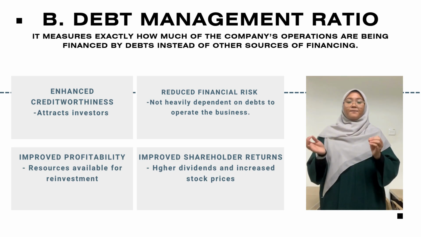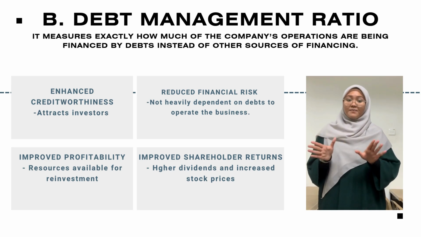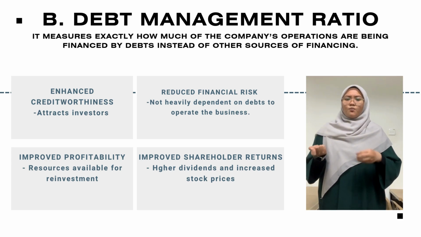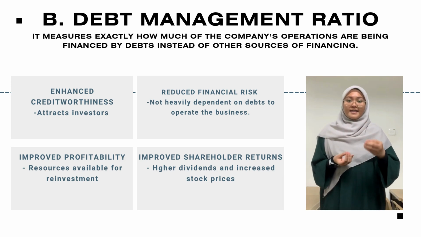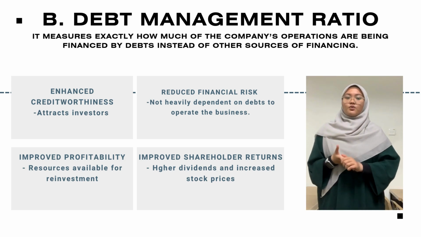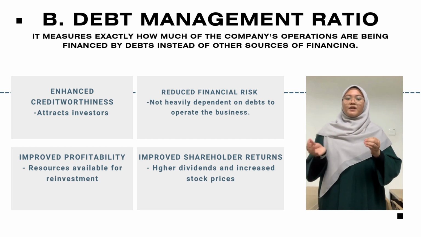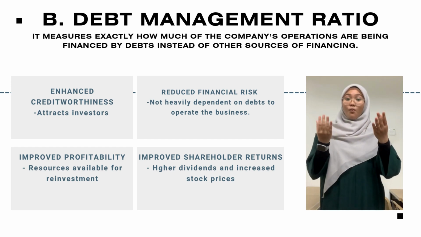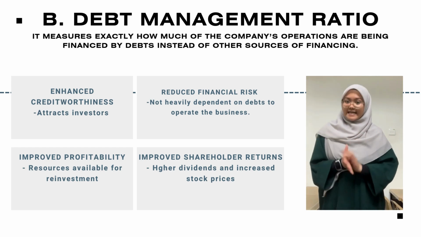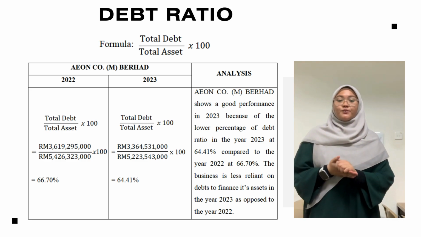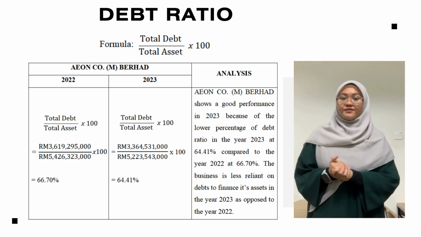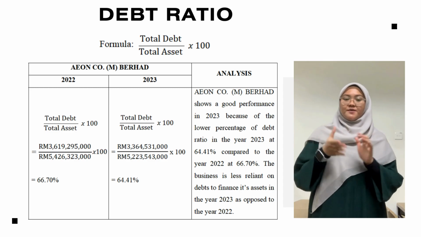This means that a company that has a low debt management ratio is more likely to offer higher dividends and also increase the stock prices because they are generating more profit without taking excessive debts. Now we will move on to the calculations of debt ratio for Aeon Corporation Berhad.